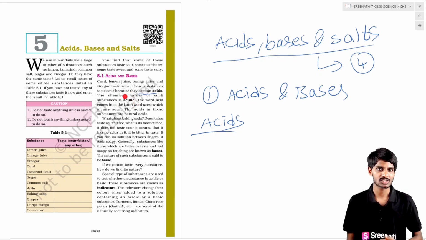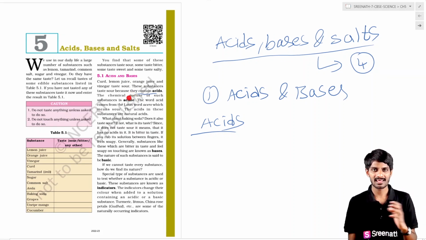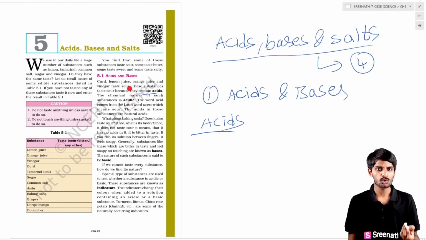Basically, what do acids mean? Those which have a sour taste are called acids. We have defined acids as those which have a sour taste. These all have acidic nature. The chemical nature of such substances is acidic.